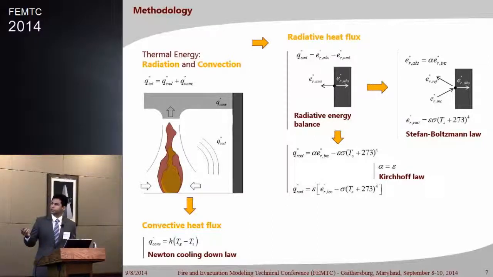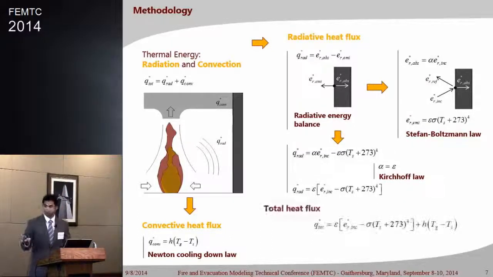If we put these two inside this first equation, we will have this form. If we remember that according to Kirchhoff's law, absorptivity and emissivity are the same, we can write the radiative heat flux in this form.